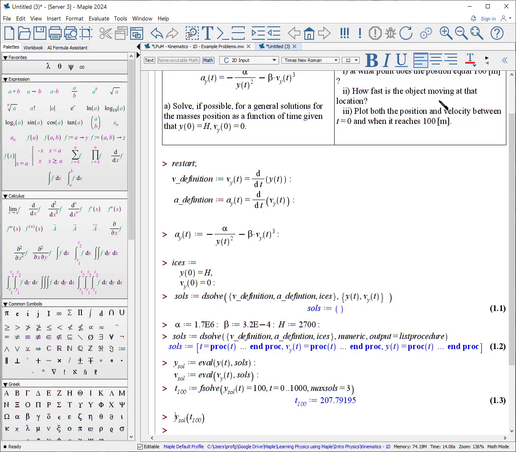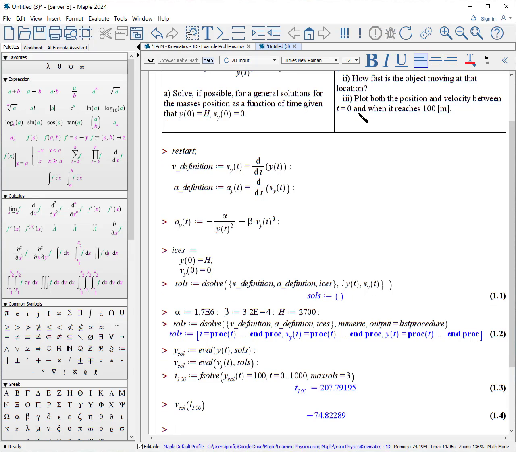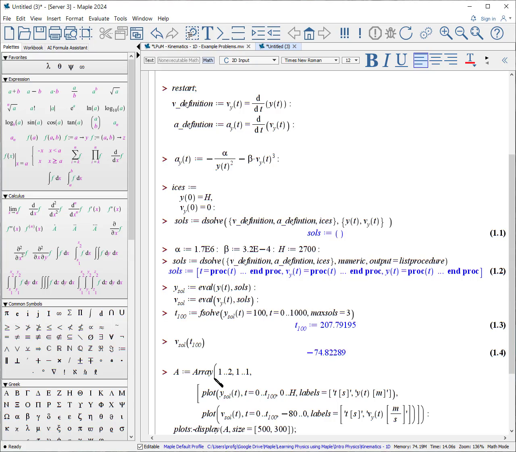How fast is the object moving at that location? That's the velocity at time T100. Let's plot everything between 0 and that time. We can do it two ways. We can make an array plot, which is a plot, in this case, of 2 rows by 1 column of the position and the velocity versus time. We're going to display this array.